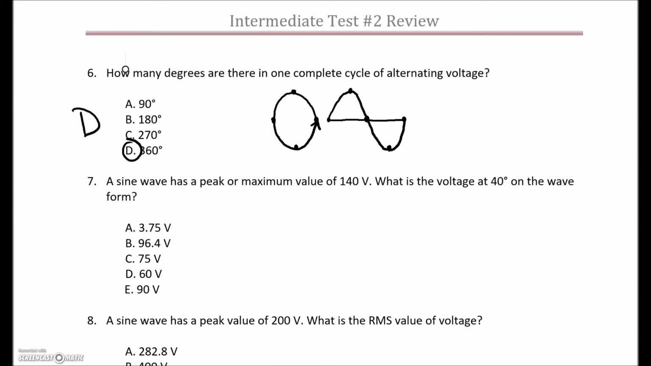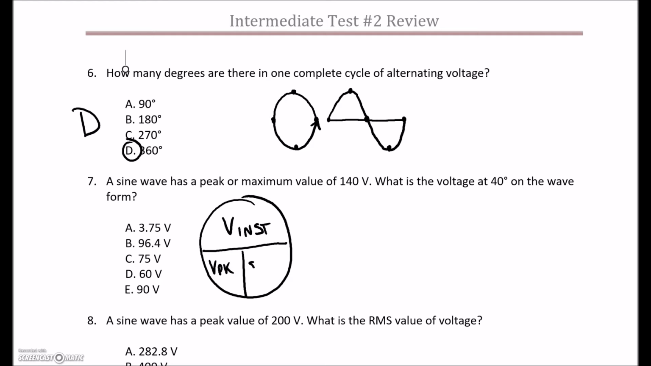6 is D. A sine wave has a peak or maximum voltage of 140 volts. What's the voltage at 40 degrees on that waveform? Okay, so for that one, we've got 140 volts, and we need to find our instantaneous voltage. And we know that our instantaneous voltage is our V peak times the sine of the angle.